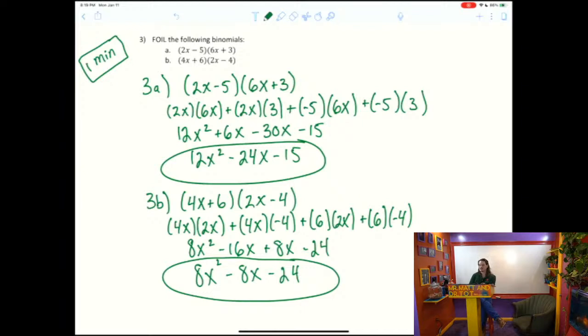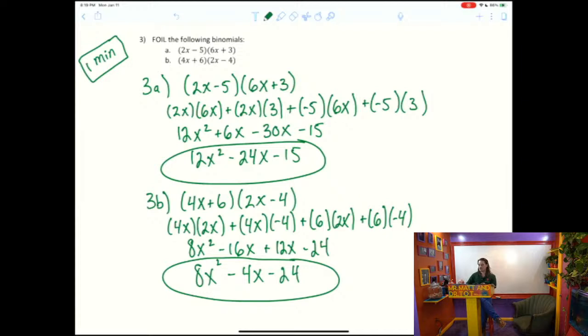4x times 2x is going to be 8x squared. 4x times negative 4 is going to be a negative 16x. 6 times 2x is going to be a positive, oops, excuse me, I added there. That should be a positive 12x. It's going to change our answer. And 6 times negative 4 is going to be a negative 24. Negative 16x plus a positive 12x is going to give us a negative 4x. And a final answer of 8x squared minus 4x minus 24.